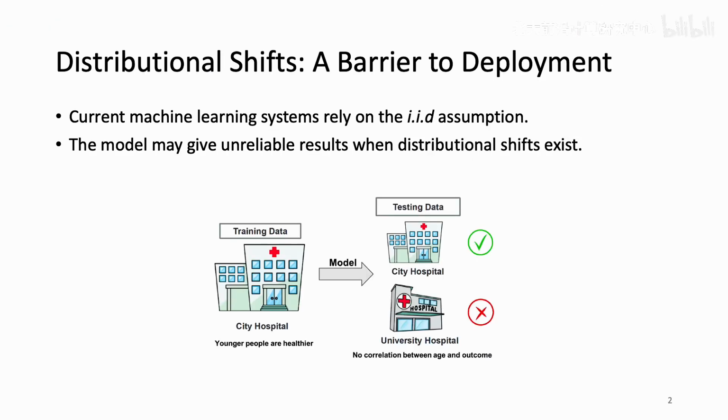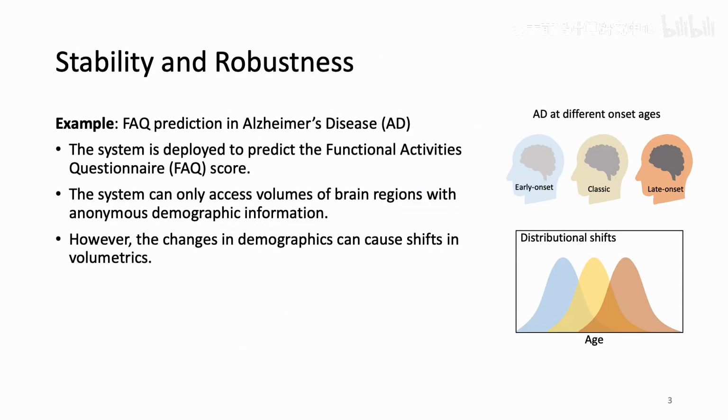Current machine learning systems, which are commonly deployed based on their in-distribution performance, often encounter the distributional shifts problem. When such shifts exist, the model may give unreliable predictions. For example, consider the system deployed to predict the FAQ score in Alzheimer's disease. During the prediction, the system can only access biomarkers of brain regions, with demographics anonymous for privacy consideration. However, changes in demographics, such as age, can cause shifts in covariates.